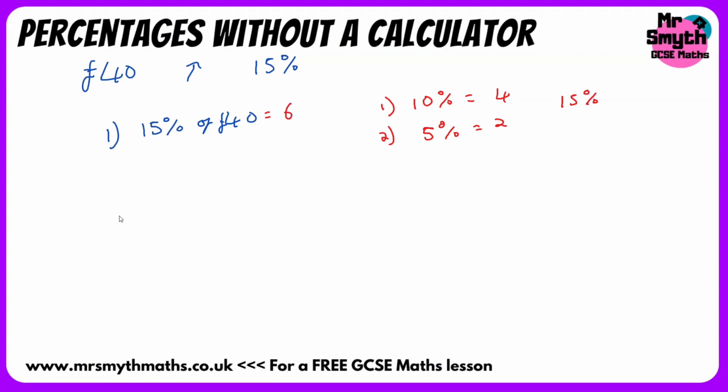Okay, the second part, it says we're increasing £40 by 15%. So increase means we're going to add it on. 15% we worked out as 6, so it's the 40 plus the 6, and that's therefore going to give us £46.